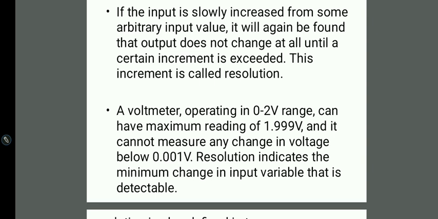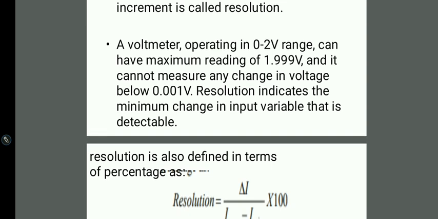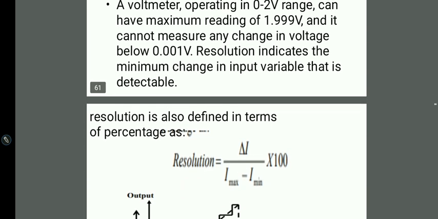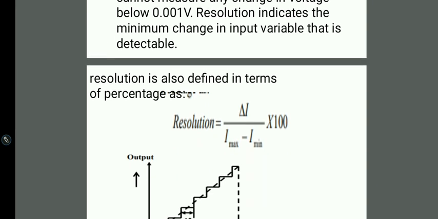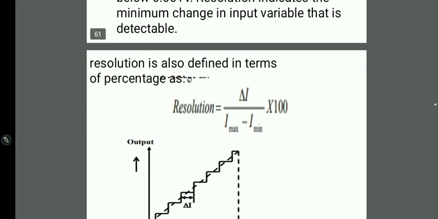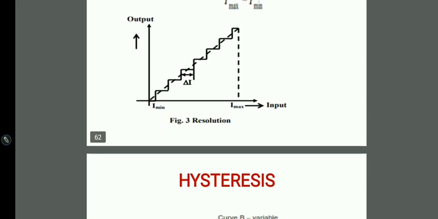The resolution indicates a minimum change in input variable that is detectable. That is the definition. It is also defined in terms of percentage, that is delta I divided by delta I max, where delta I is the change in current and delta I max is the maximum current, minus the minimum current, into 100. That's the equation for getting the resolution of any instrument.